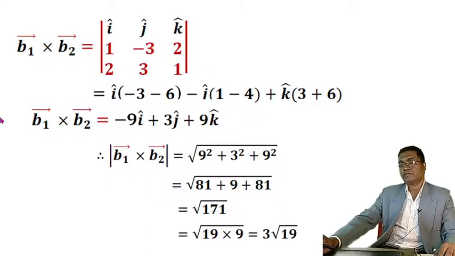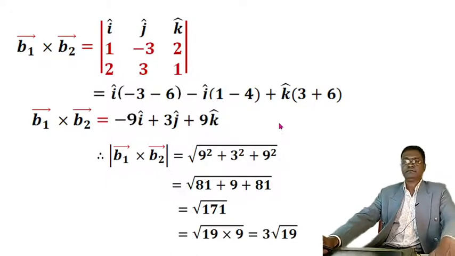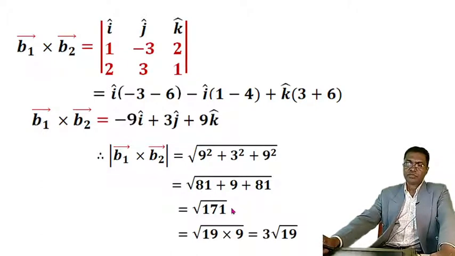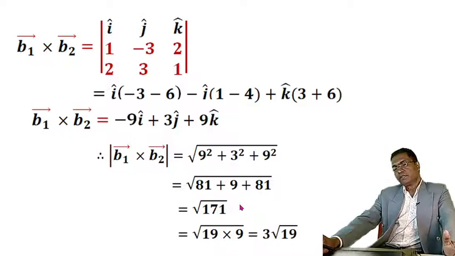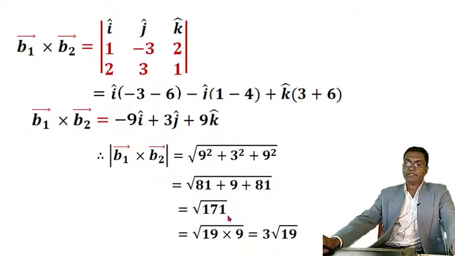So this is your b1 cross b2, and its magnitude is, as I said earlier, under root you can square and find the sum of the squares, that is 9 square, 3 square, 9 square. Don't get confused, minus 9 square is what? If you square this, it becomes positive. So go on writing only positive values. On simplification, you will get square root of 171. If you want to go further, you can express 171 as 19 nines are 171. So square root of 9 is 3, and you can write this much.